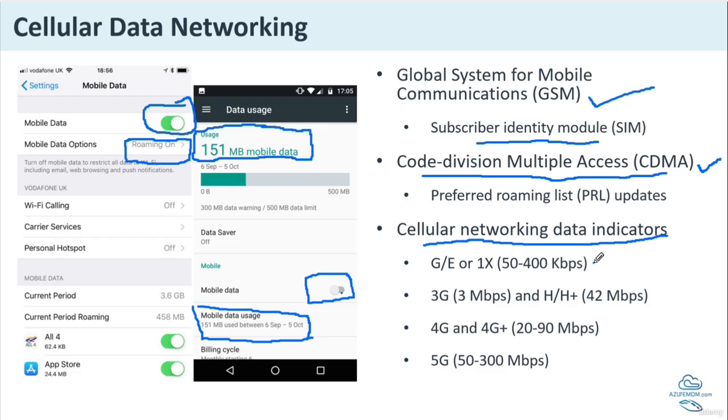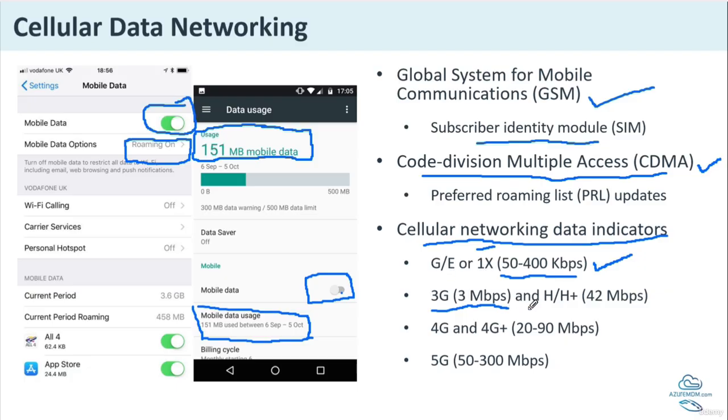Early, 20 years, 25 years back, in 2000 and 2005, we were using the 1x speed, which was only 50 to 400 Kbps, which is too slow, where you have to wait 10-15 minutes for a small Word file to get downloaded. Then 3G was launched, where the speed was around 3 Mbps, which was better than the GE or 1X.